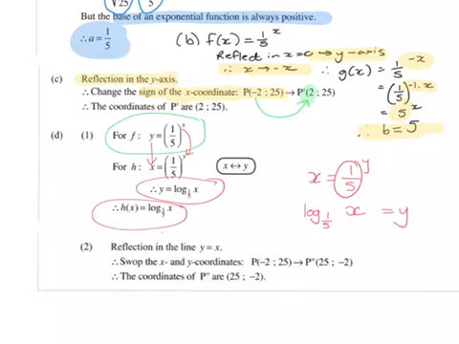Then they want the coordinates of point P in this situation. Now remember, if you're reflecting in the line y equals x, you are swapping the x and y coordinates. So for P double prime, or P second prime, you're just swapping the x and y. The original P was (-2, 25). So the new one on the inverse is (25, -2). And that's it. That's how difficult it is.